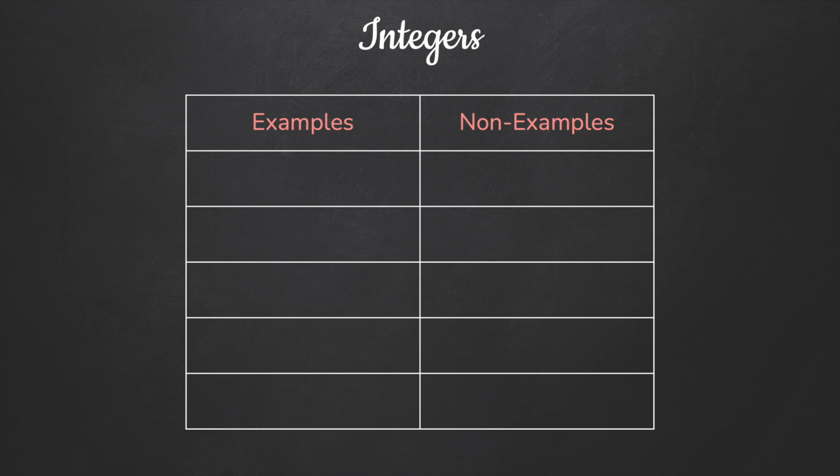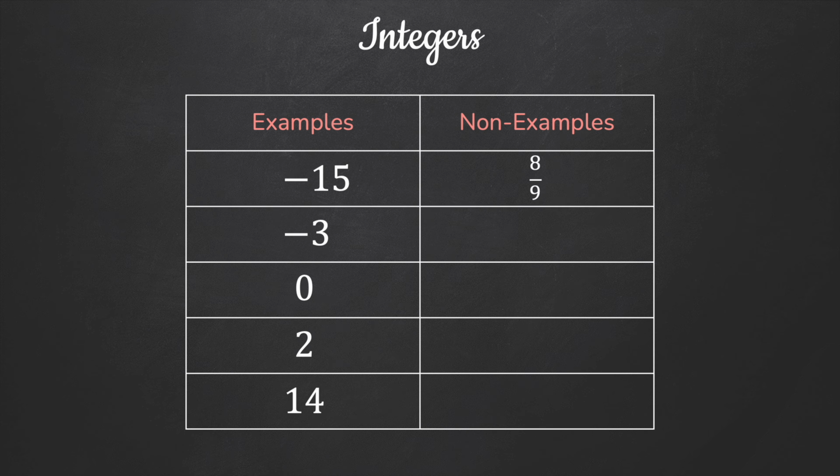Now let's go over some examples and non-examples of integers. Some examples would include -15, -3, 0, 2, and 14. Just as a reminder, integers could be negative, they could be 0, they could be positive, they just cannot be fractions, mixed numbers, or decimals. So now let's go over some non-examples and explain why they are non-examples.